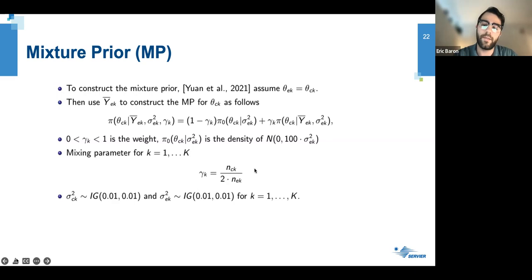Here, this is the ratio of sample sizes. So N CK would be the sample size of the current group in the kth stratum, and N EK is the sample size of the external group in the kth stratum, multiplied by a scalar in the denominator. And this is also for sensitivity. This is a constant selected after doing sensitivity analysis. And here, at least when using the mixture prior, we can imagine that we have a lot more external observations than current group observations. Then once again, going back to our framework, we are setting non-informative priors for sigma CK squared and sigma EK squared for each of the K strata.